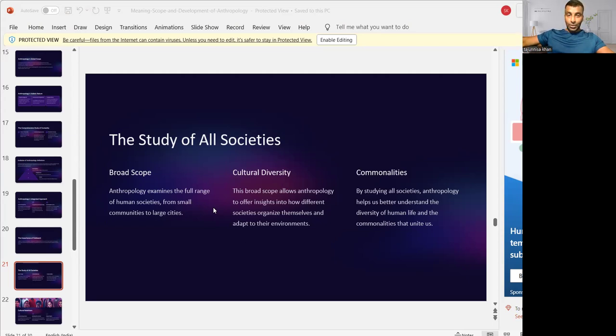Sociology, I told you, tends to focus on modern industrial society. But anthropology examines the full range of human societies, from very small isolated communities to large globalized cosmopolitan cities. This broad scope allows anthropology to offer insight into how different societies organize themselves, how they adapt to their environments, and how cultural practices evolve over a period of time. By studying all societies, anthropology helps us better understand the diversity of human life and the commonalities that unite us.